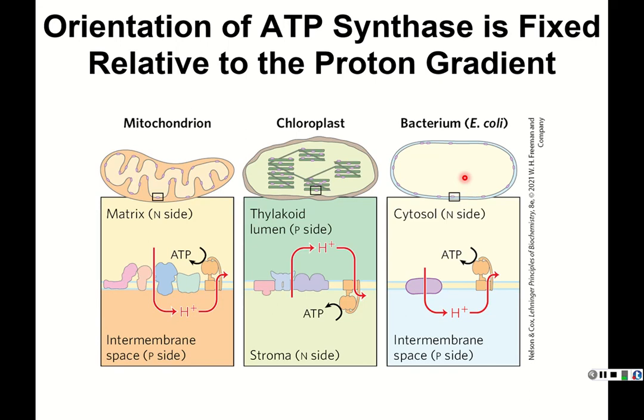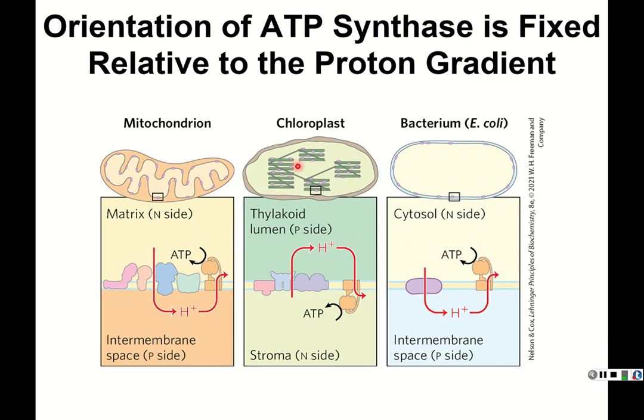If we compare this to the mitochondria, how are they similar? Well, in the mitochondria, we're moving electrons through the electron transport chain to generate a proton gradient in this darker orange region, the intermembrane space. That's the P side in this organelle. And then that's used to generate ATP in the matrix, the lighter orange. That would be the N side.